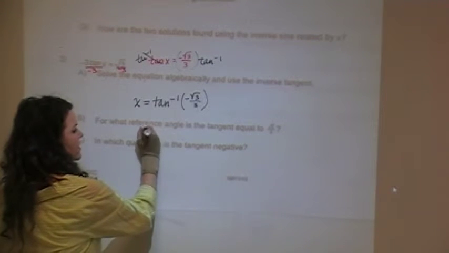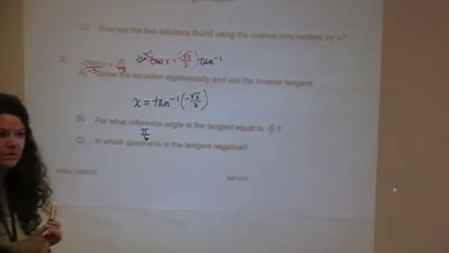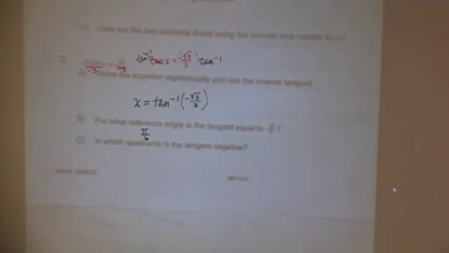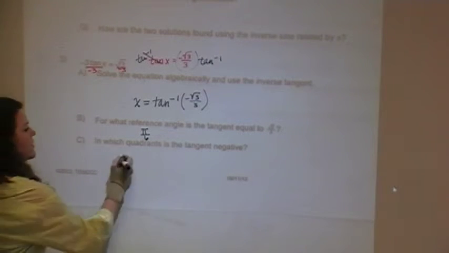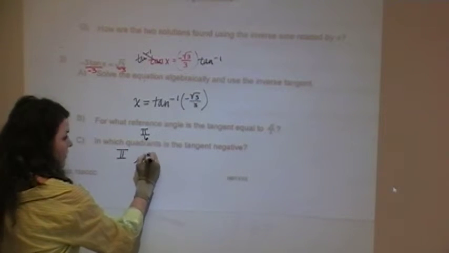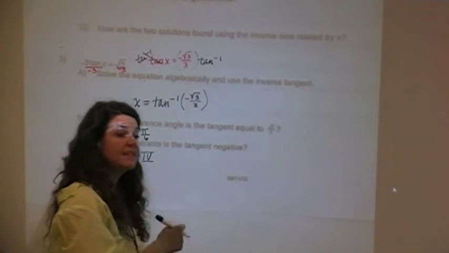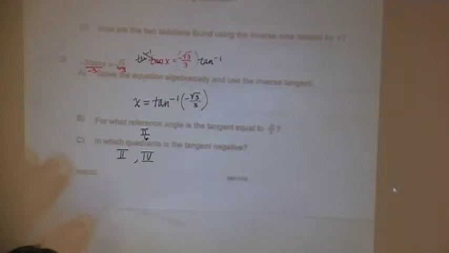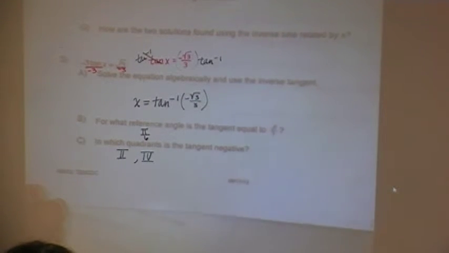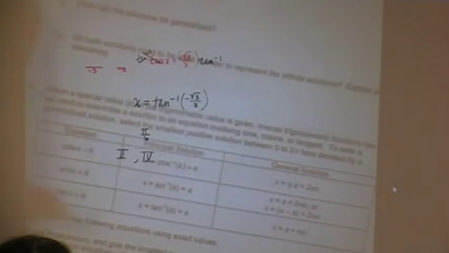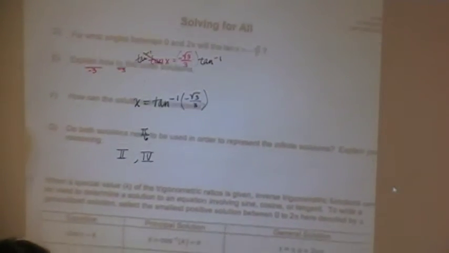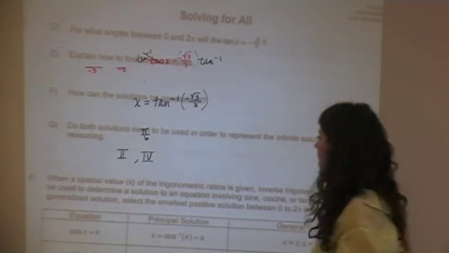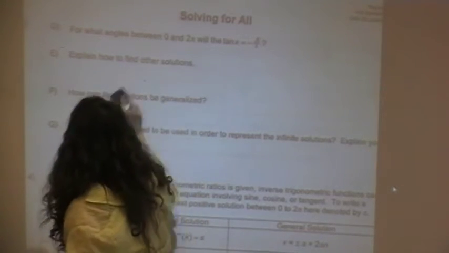Well, what quadrants is tangent negative? 2 and 4. Is pi over 6 in quadrant 2 or 4? No. So pi over 6 is not one of your solutions. It's just to help you find your solutions. So I need the ones that have a 6 on the bottom that are in quadrant 2 and quadrant 4. What is it asking? It's 5 pi over 6 and 11 pi over 6.